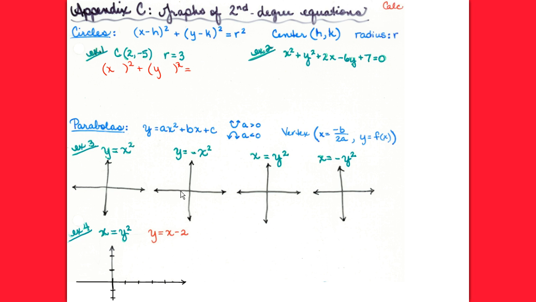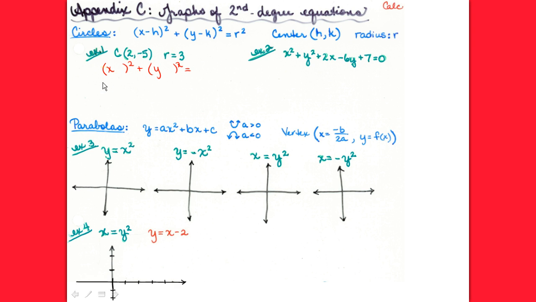Remember that the standard form of a circle is (x minus h) squared plus (y minus k) squared is equal to r squared, where our center is (h, k) and our radius is r. So if they gave me, for instance, example 1, a circle with center (2, -5) and radius 3, and they asked me to create the equation in standard form, what am I going to have down here?